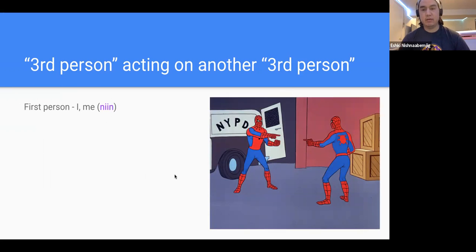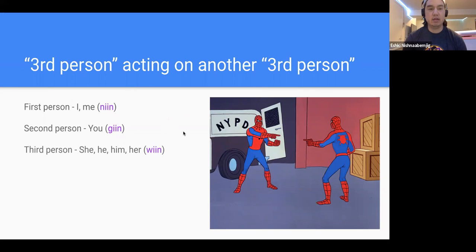I'll just review what the person hierarchy is in linguistic terms. First person is I or me, which is neen. Second person is you, gin. Third person is he, she, him, or her, ween. And then it goes all the way down to the seventh person, which is they or them, and that's weenwa.